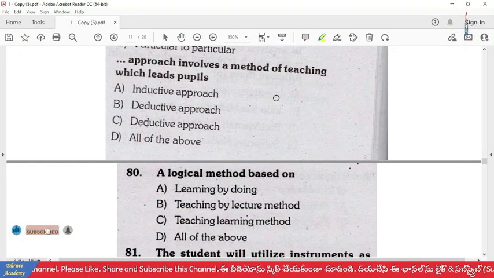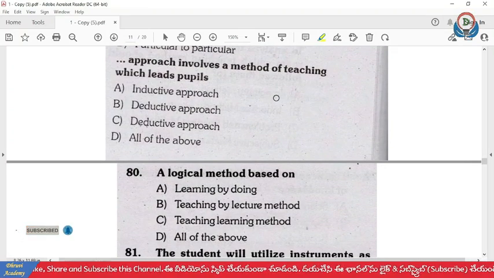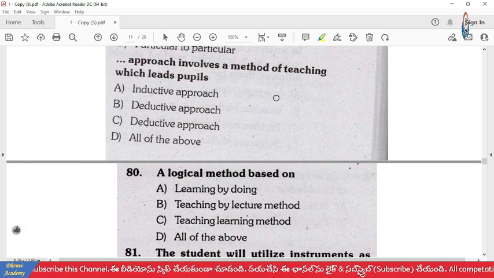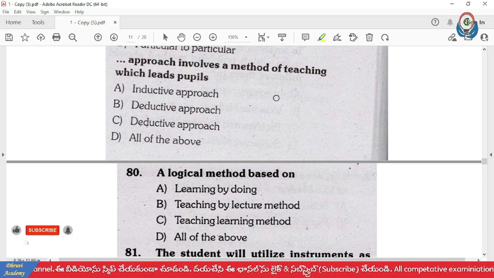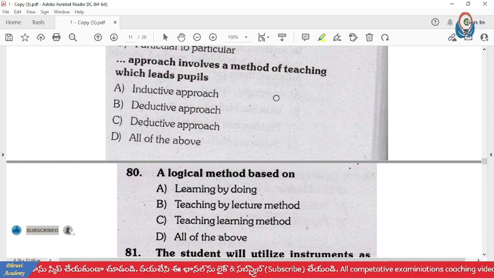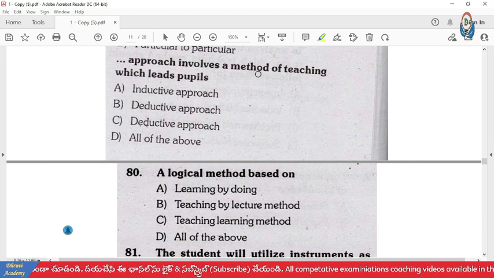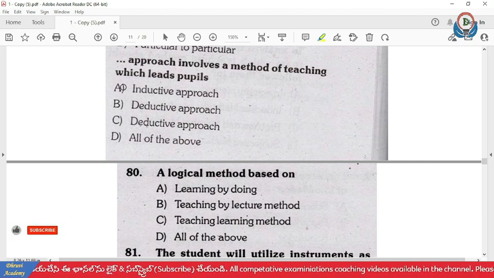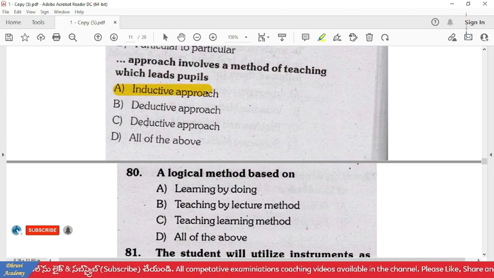Dash approach involves a method of teaching which leads people. A. Inductive approach. B. Deductive approach. C. Deductive approach. And D. All the above. Its answer is inductive approach.